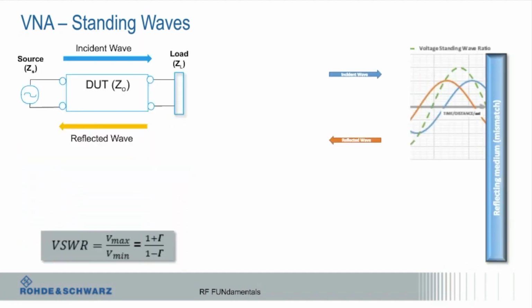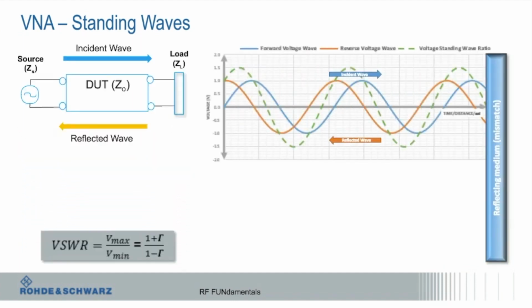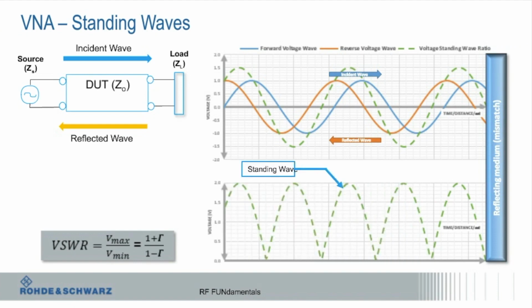Okay, so it's just showing you here. I send the blue one in. I get the brown one, I don't know what color that is, back, and the resulting thing is going to be that VSWR. Okay, this is the resulting VSWR. So you can see peaks in it.